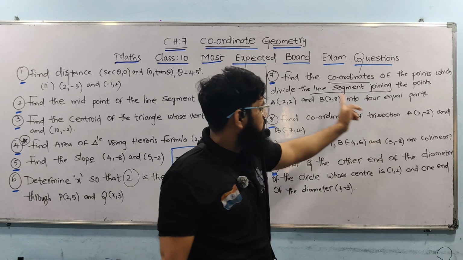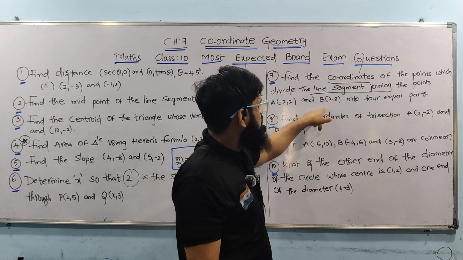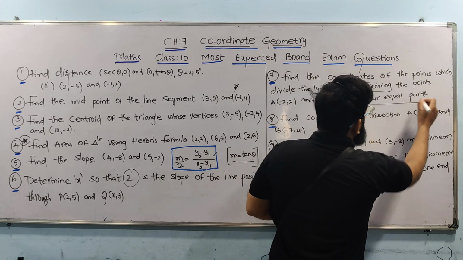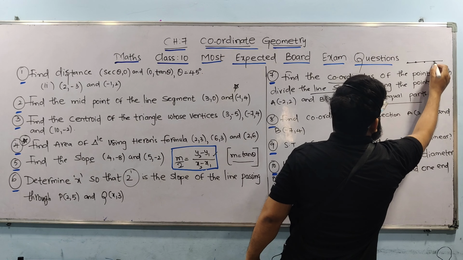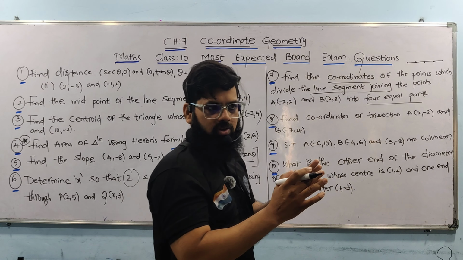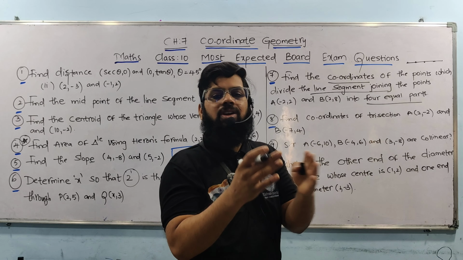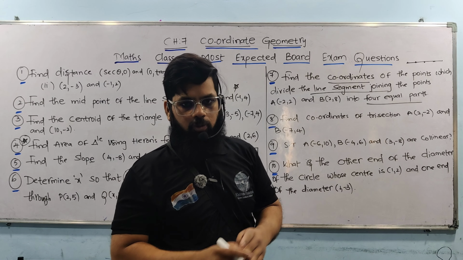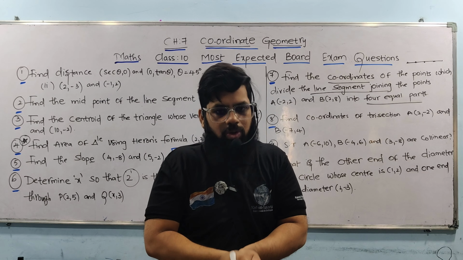Did they use trisection anywhere? Then what we need to do? You need to observe this one. There is a line where the points are divided into equal parts. So when the points are divided into equal parts, it means it is the midpoint formula. What is the midpoint? Midpoint means dividing the line segment into 2 equal parts.